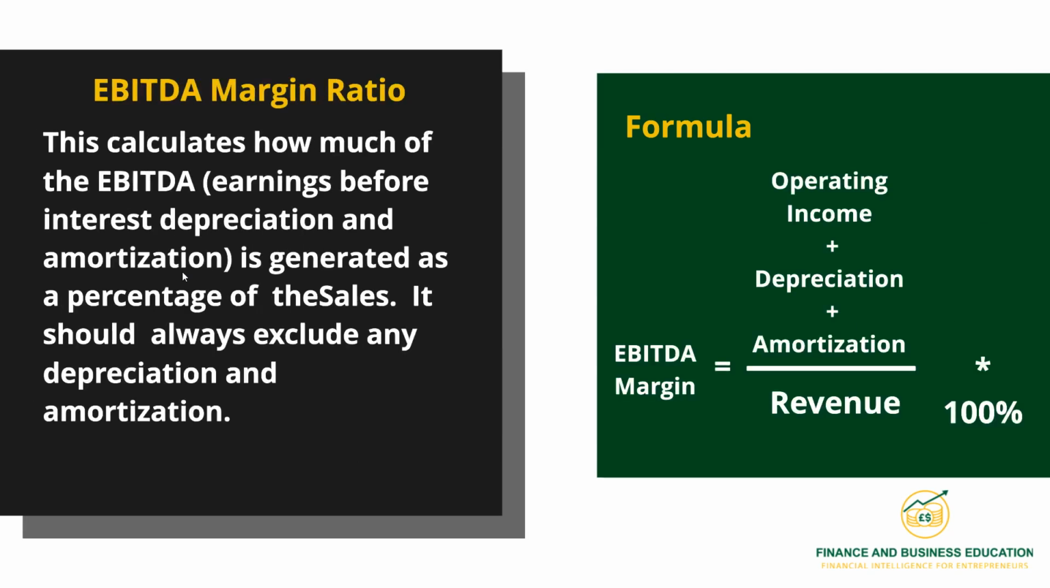And EBITDA is operating income, with you adding back depreciation and amortization. It's earnings before interest, tax, depreciation and amortization, divided by revenue. This calculates how much is generated as a percentage of the sales. It should always exclude any depreciation and amortization. Some companies use an EBITDA multiple, like taking EBITDA times 6, to value the company.